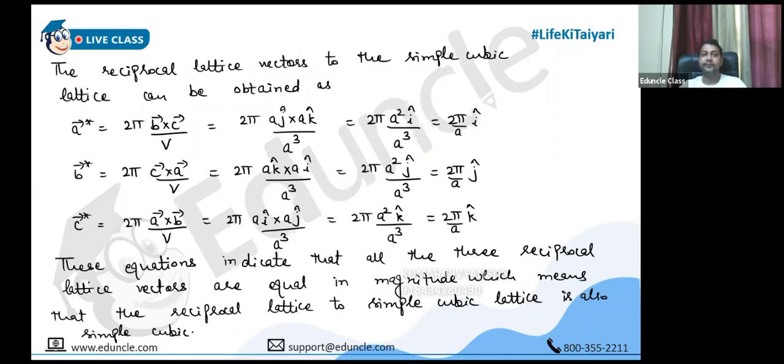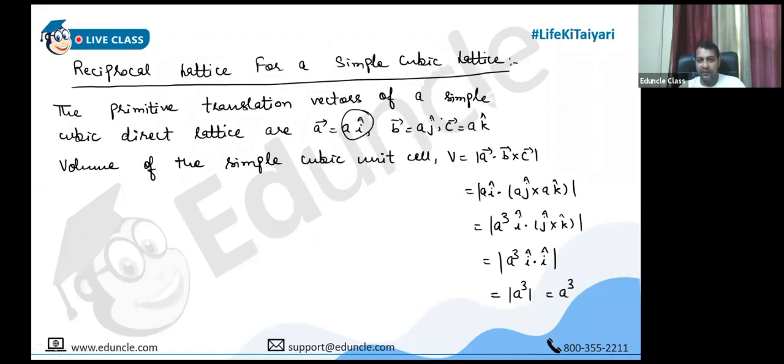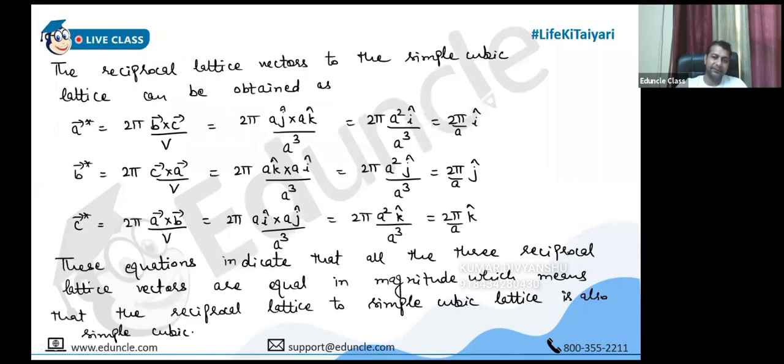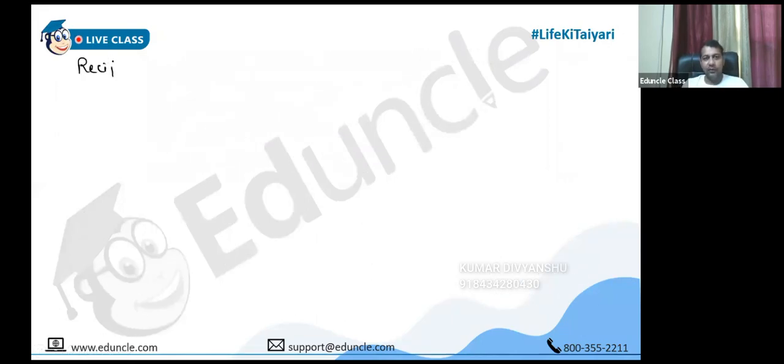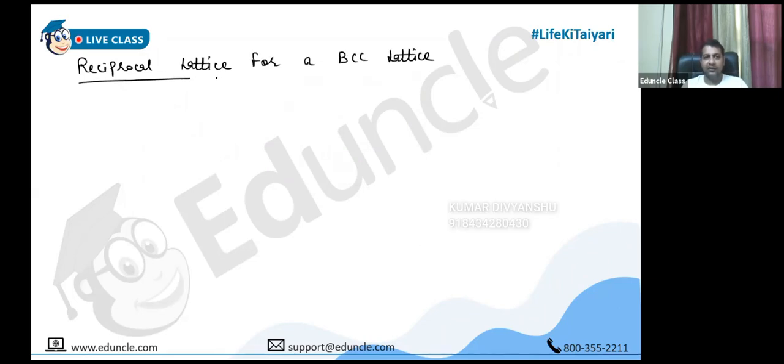Clear? All the vectors have magnitude 2 pi by a, and they are mutually perpendicular, just like the primitive translational vectors of the direct lattice. See here, there also they were equal in magnitude, and this is the characteristic of the simple cubic lattice. Now similarly, we can calculate the reciprocal lattice vectors for a BCC lattice. But for that, you need to know the direct lattice vectors. Now, what are the direct lattice vectors of a BCC lattice?